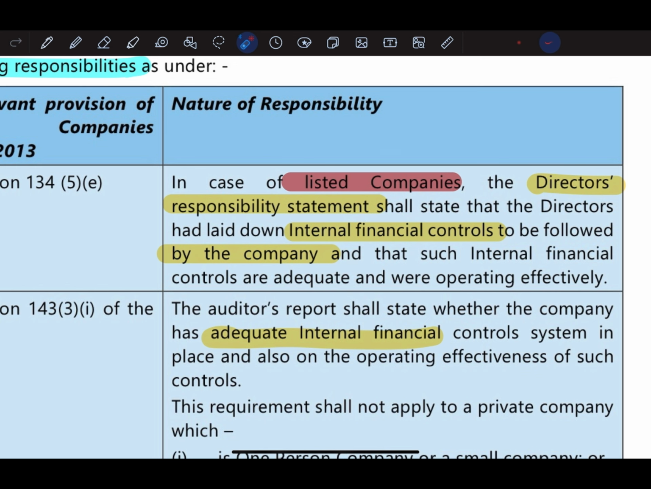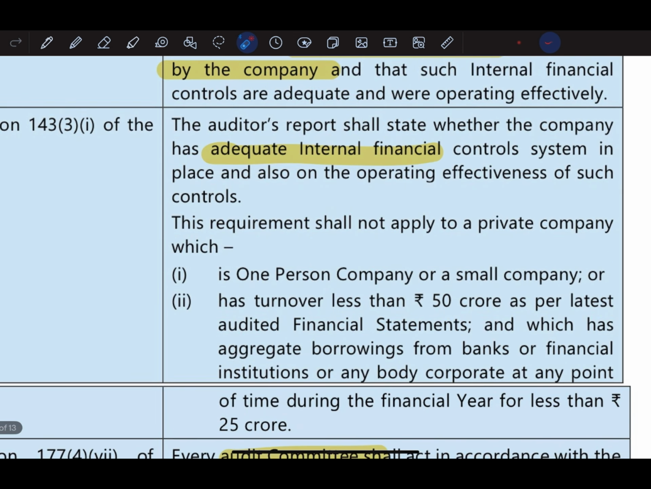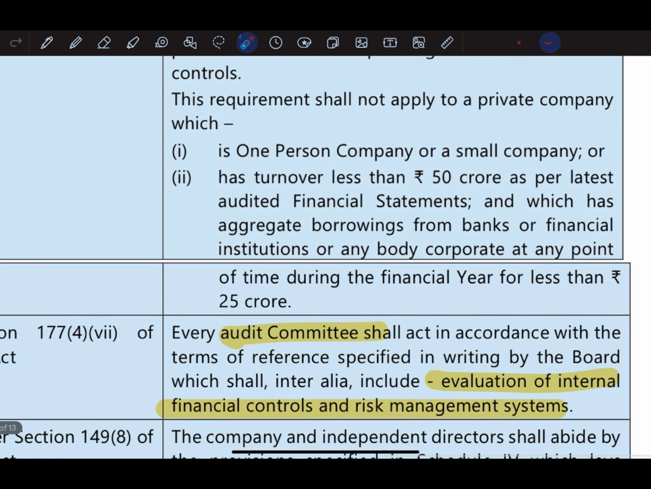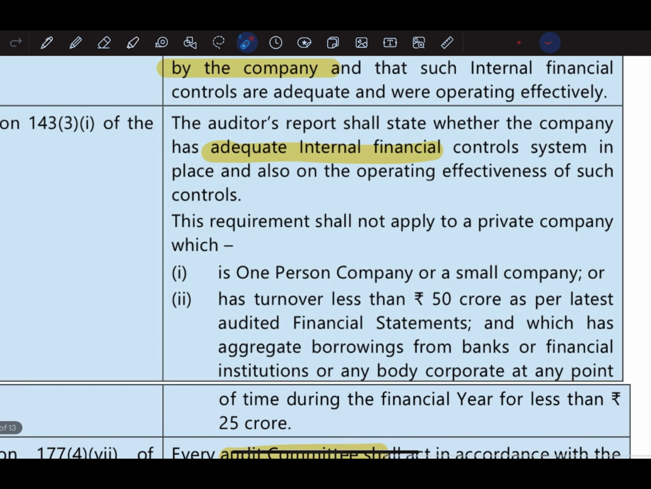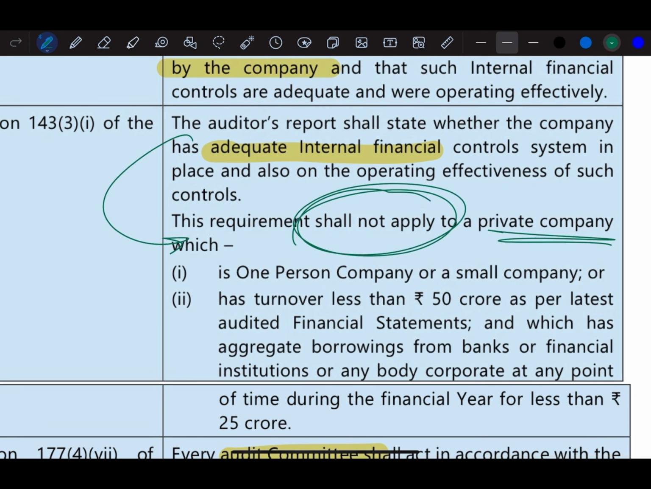Next, in the case of the auditor's report, it also needs to state that adequate internal financial controls have been complied with. However, this requirement does not apply to a private company which is an OPC or a small company, or a company whose turnover is less than 50 crores as per the latest audited financial statements.